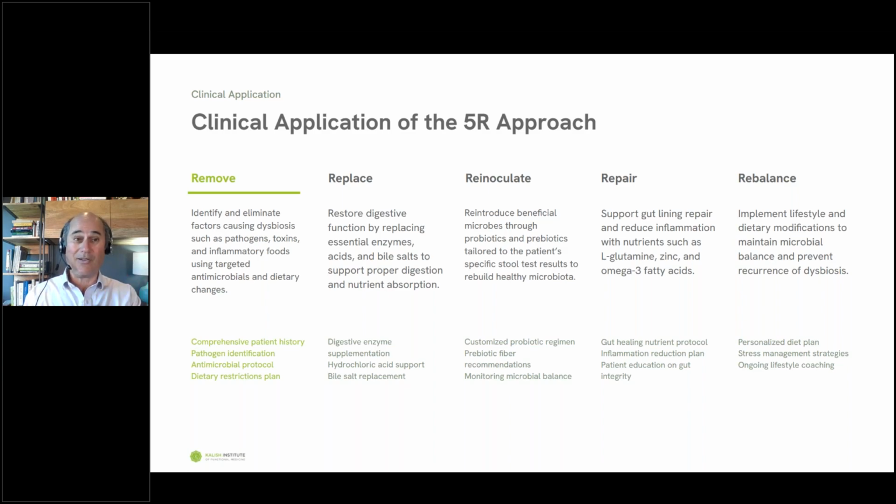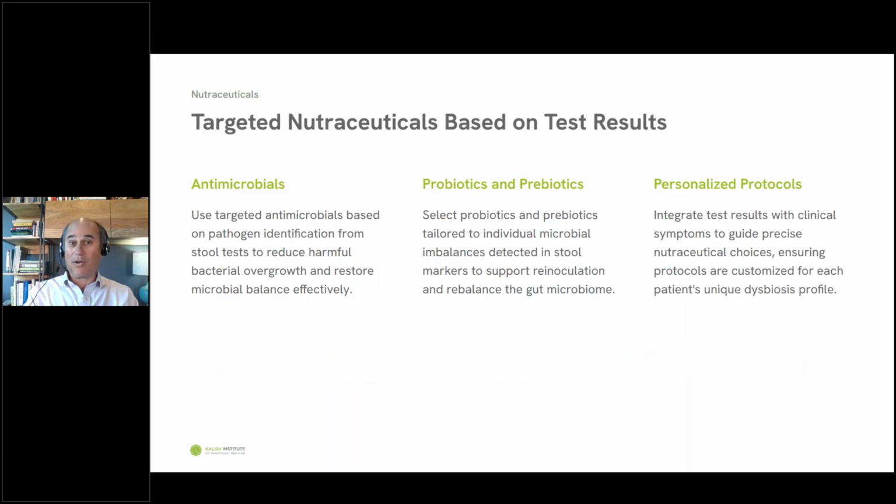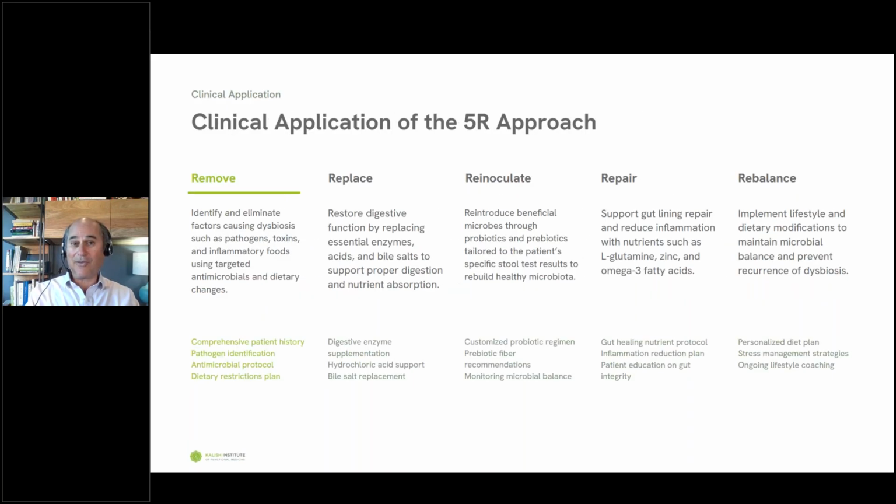But I don't like this at all because I like things in 3s. And I like to think of it more in a functional, applicable way that can easily match the lab test itself. So remove, replace, reinoculate, repair, and rebalance. That doesn't sync up with the lab in a way that any patient is going to be able to remember, okay?